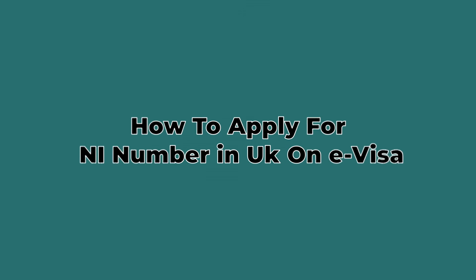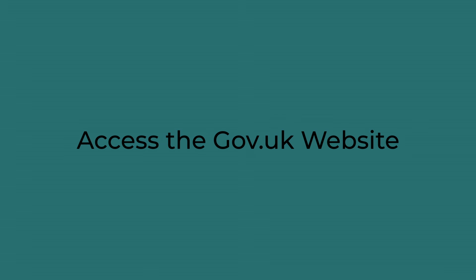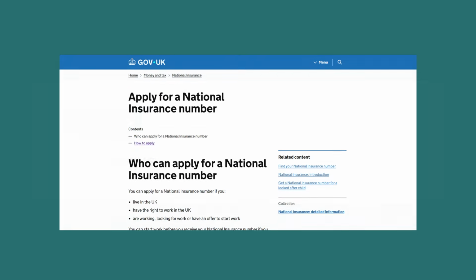What's up guys, in this tutorial we'll be guiding you on how to apply for a national insurance number in the UK on e-visa. So here's the first step. You'll need to access the gov.uk application website and we have the link in the description below. Scroll down to the page and click on the apply button to start the process.